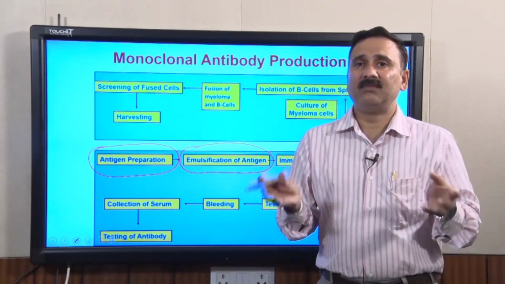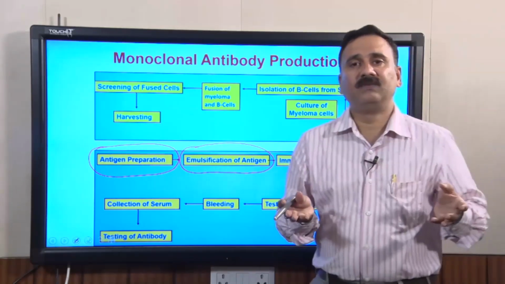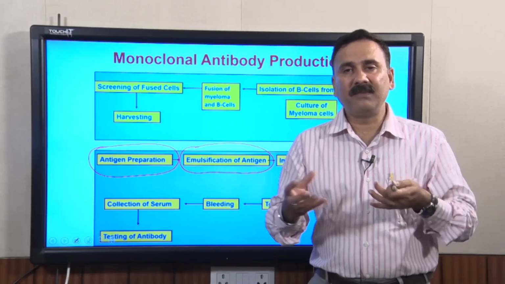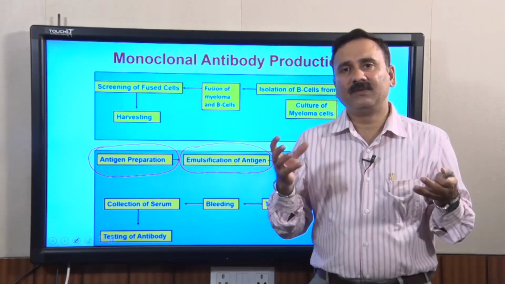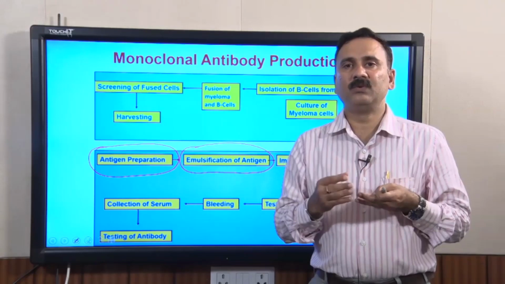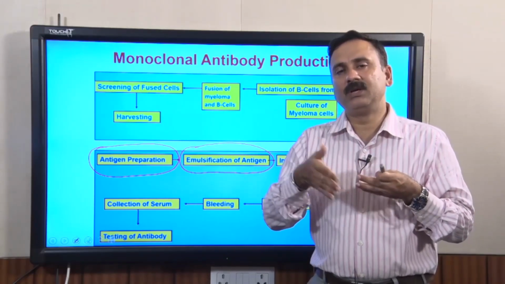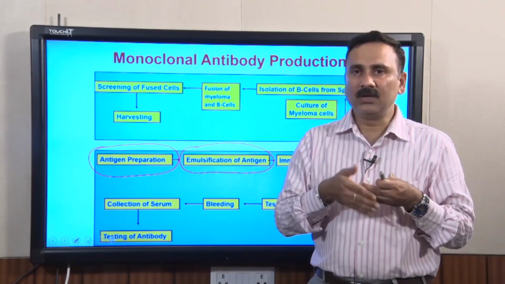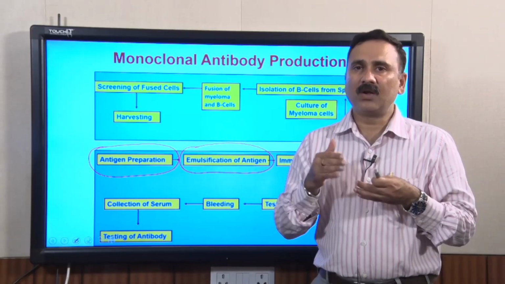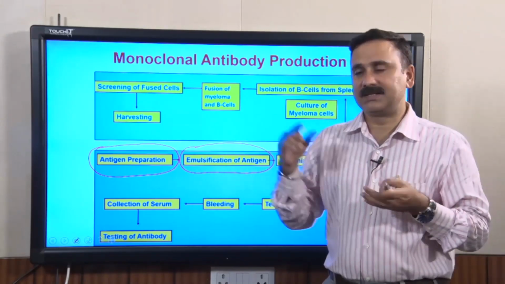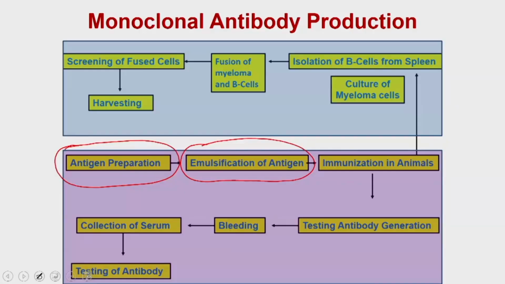The purpose of the emulsification of the antigen is that it traps the antigen within lipid vesicles, and because of that the removal of the antigen from the site of injection is very slow, so it keeps challenging the immune system for a very long time. That gives you a robust immune response, or a very high number of antibody-producing cells. Once the emulsification of the antigen is done, you can do the immunization of the animals.